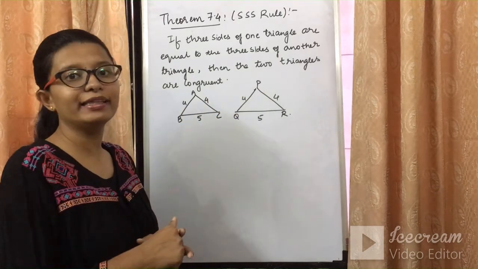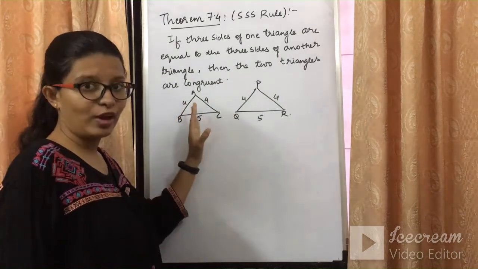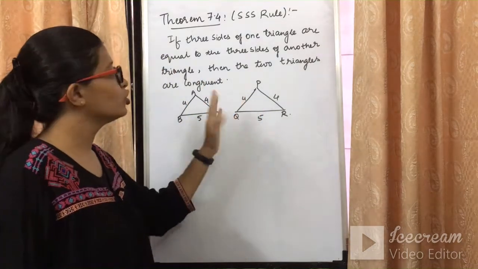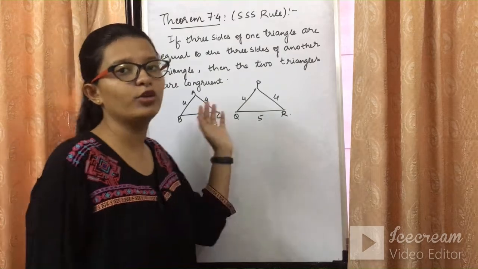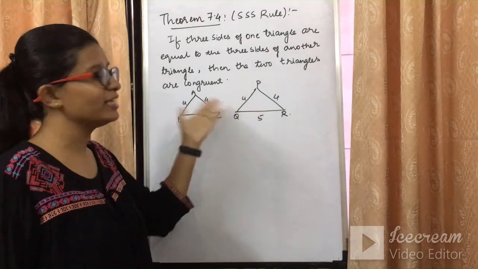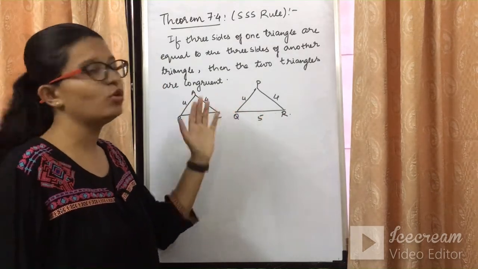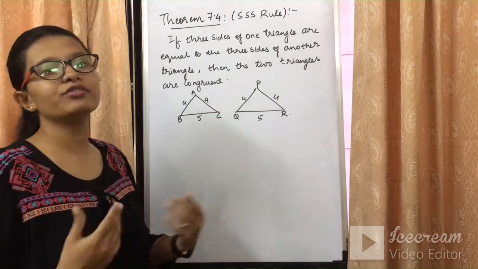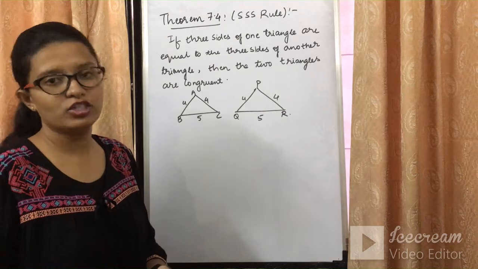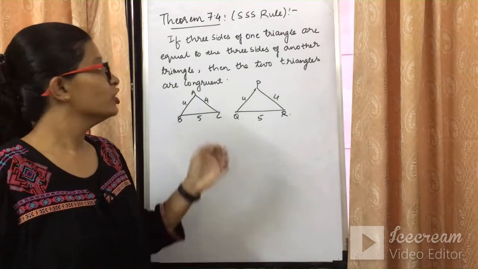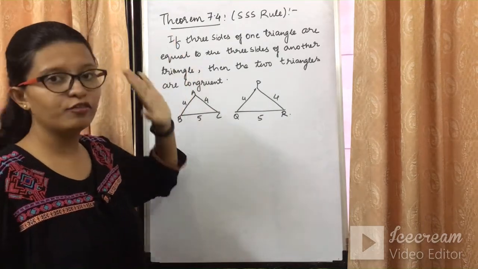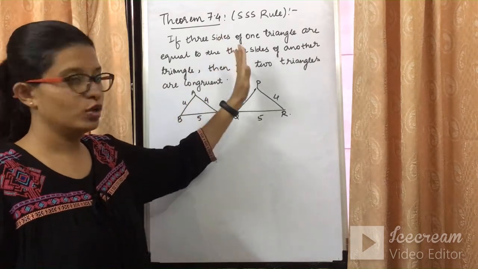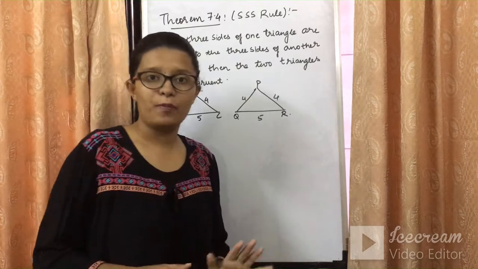As we have already seen, if the three sides of a triangle are equal to the three sides of another triangle, then they are congruent to each other, because they are going to overlap. If you place one upon another, they are going to overlap. So we can say that the two triangles are congruent and their angles will be congruent by corresponding parts of congruent triangles. This is nothing but theorem 7.4 given in the NCERT book, that is the SSS congruency property.